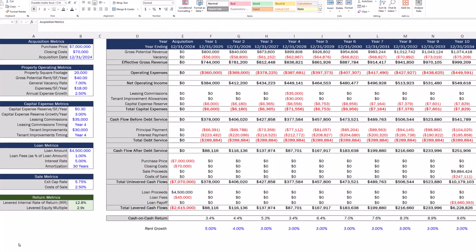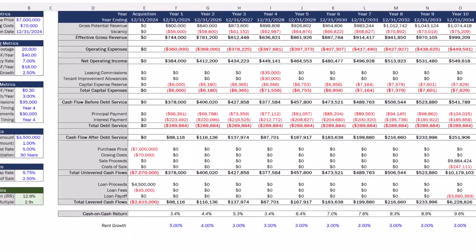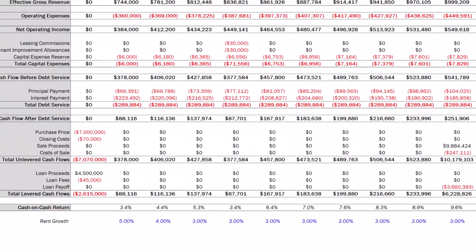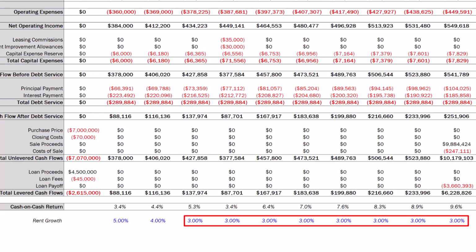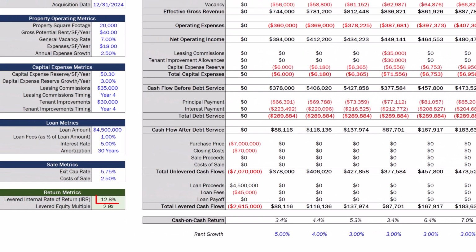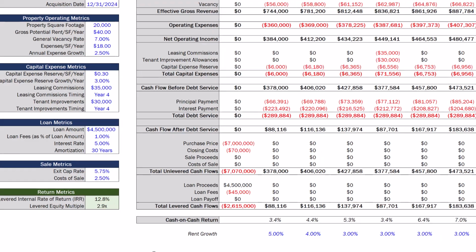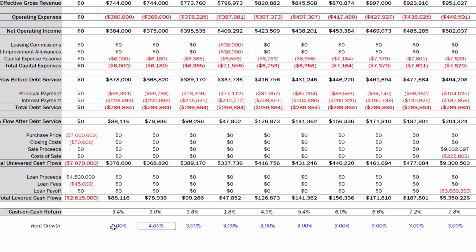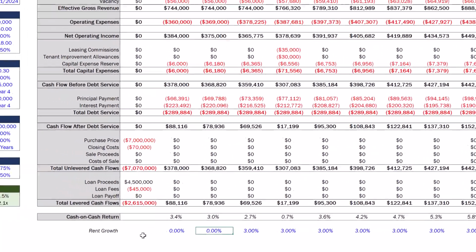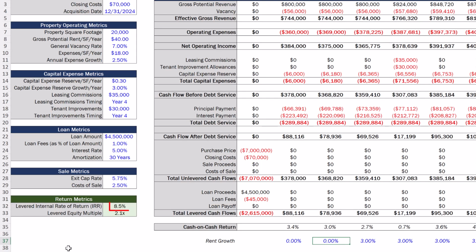For example, if we took a look at a sample 10-year investment with assumed rent growth of 5% in year 1, 4% in year 2, and 3% in all years after this, our IRR on the deal would be 12.8% and our equity multiple on the deal would be 2.9x. However, if things didn't go as planned in those first few years of ownership and rents actually stayed flat in years 1 and 2, that IRR would drop down to just 8.5%, and the equity multiple would also drop down to just 2.1x.